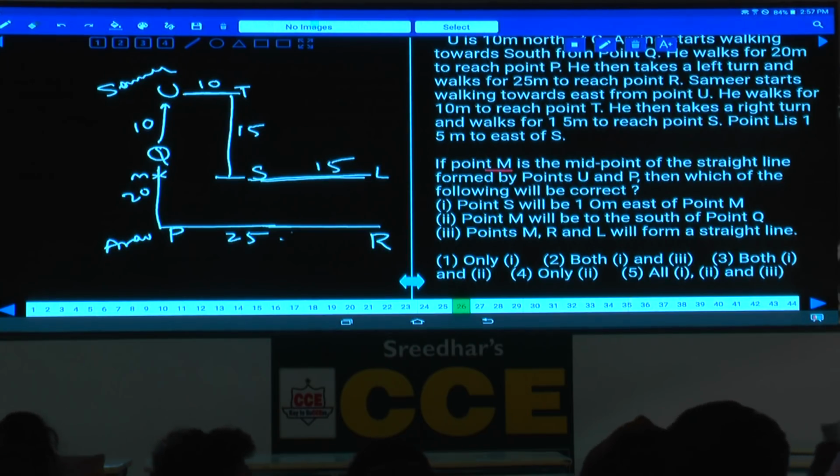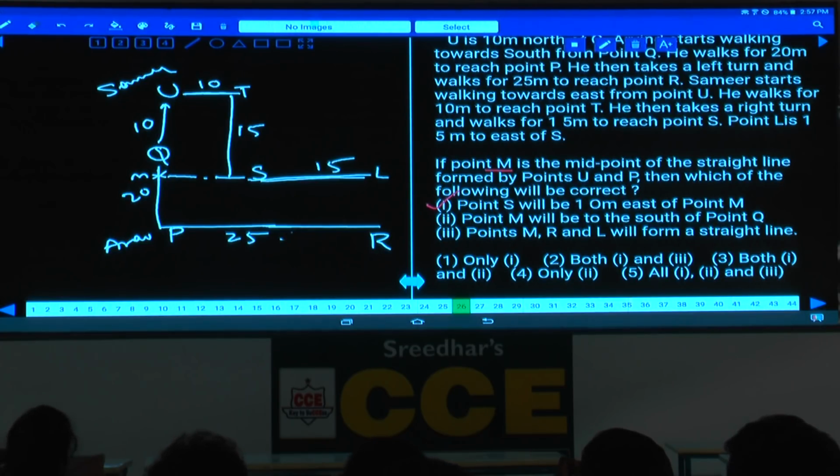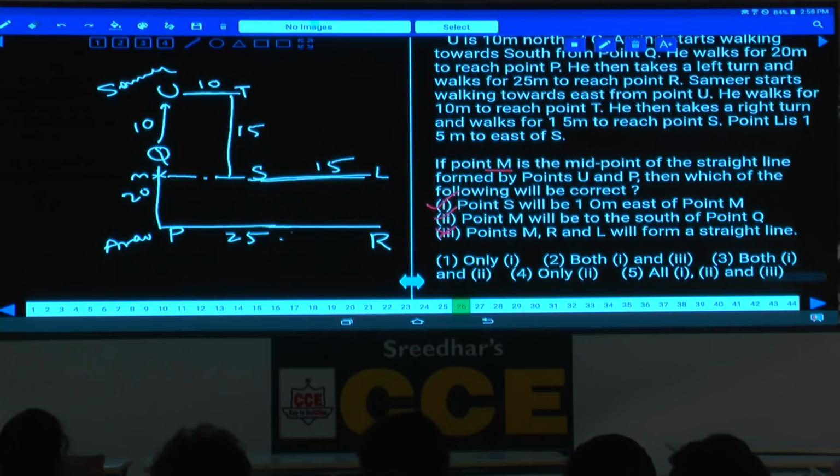Then which of the following will be correct? S will be 10 meters to the east of M. True or false? Yes, definitely, the distance between these two is 10. That is 1 is true. Point M will be to the south of Q, that is also true. Next one, M, L form a straight line, that is false. MSL forms a straight line but not MRL. Hence, both 1 and 2, choice 3. Question number 26 is choice 3.